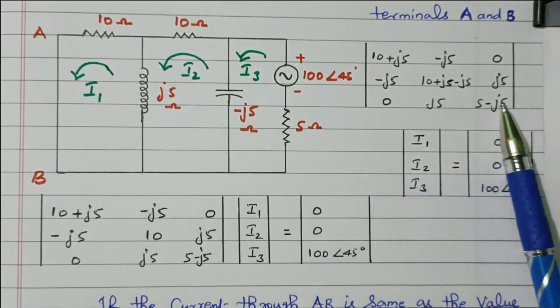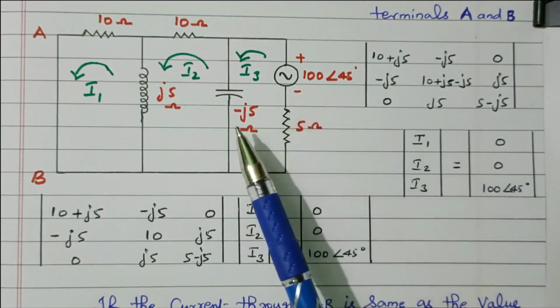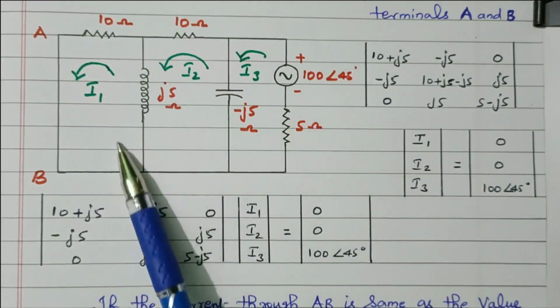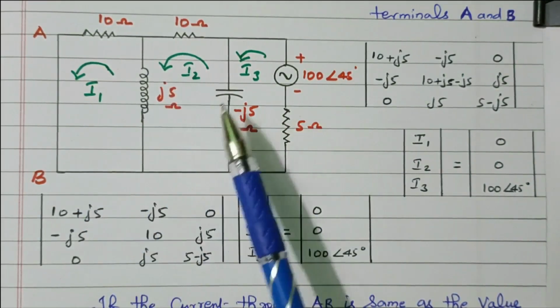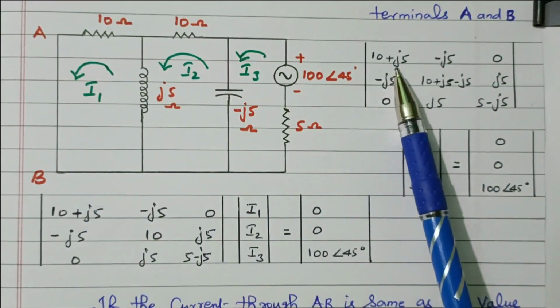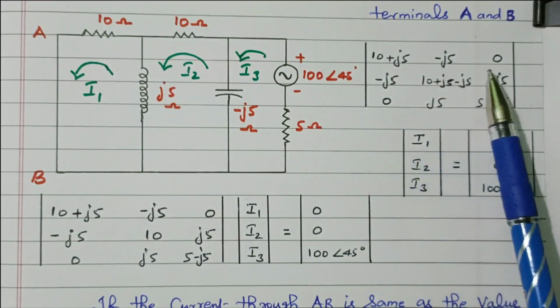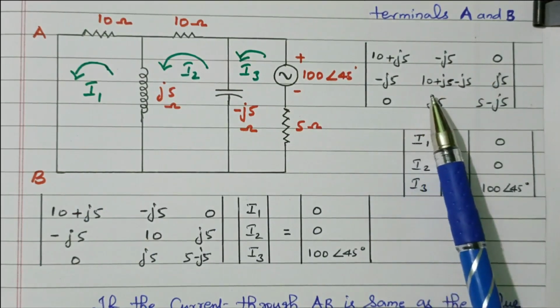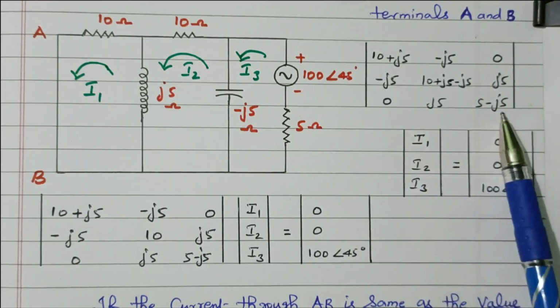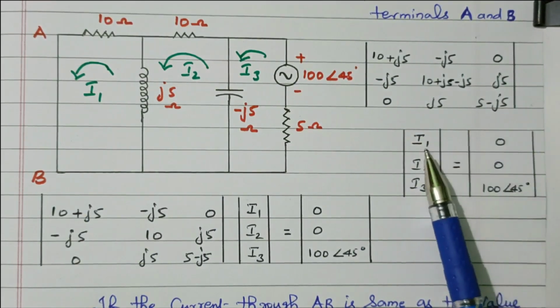Now we'll frame the matrix. It is very similar to what we calculated earlier. 10 plus J5, all the networks are the same. This is branch 1, loop 1, loop 2, loop 3. Right? All the values are the same. 10 plus J5, R11, minus J5, 0, minus J5, 10 plus J5 minus J5, J5, 0, J5, 5 minus J5. Right? Then I1, I2, I3.